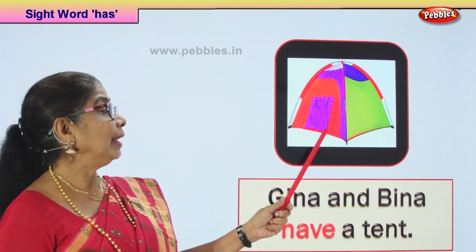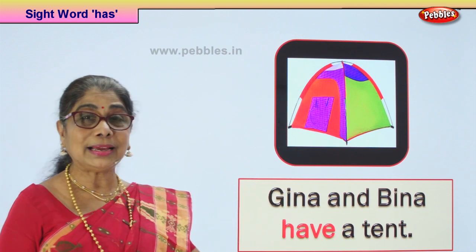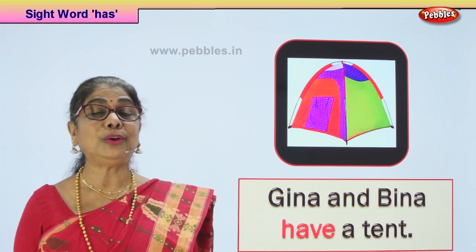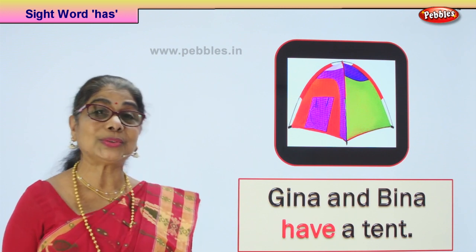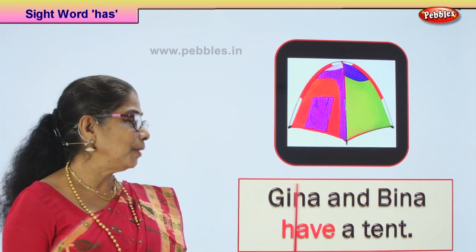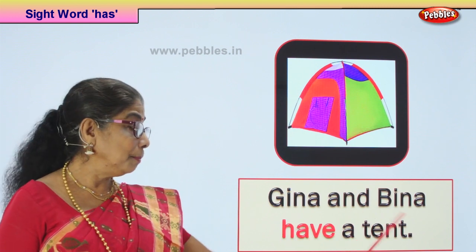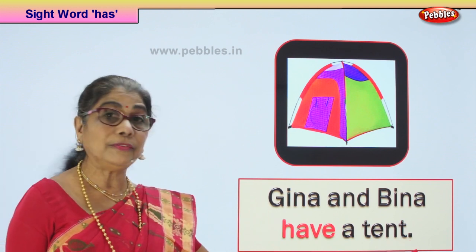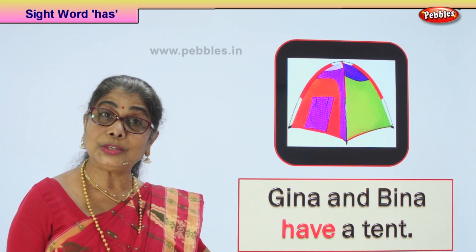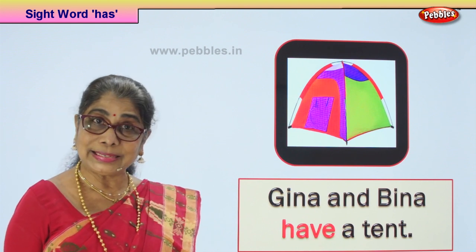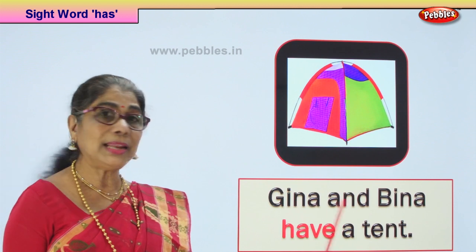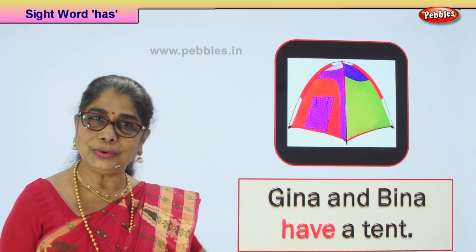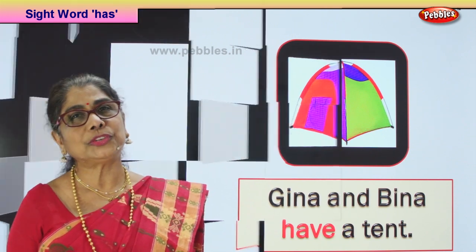What do they do? They open this, they go inside and they play house game. They say, this is my house. Let's eat here, let's sleep here, let's cook here. Okay? So, Gina and Bina have a tent. It begins with the capital letter, ends with the full stop, and we are using the sight word have. Please read the sentence for me. Gina and Bina have a tent. Very good. Shall we look at another picture?